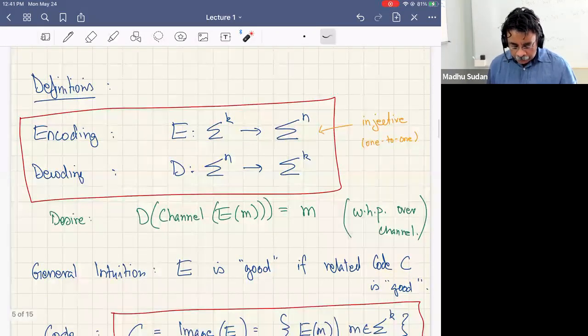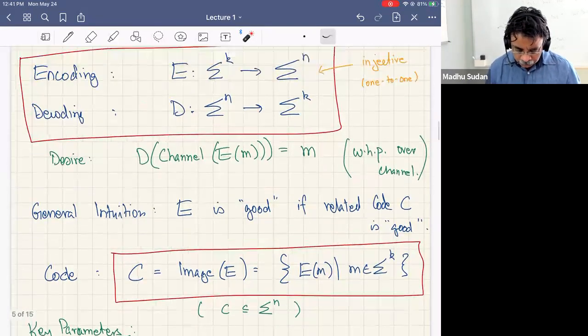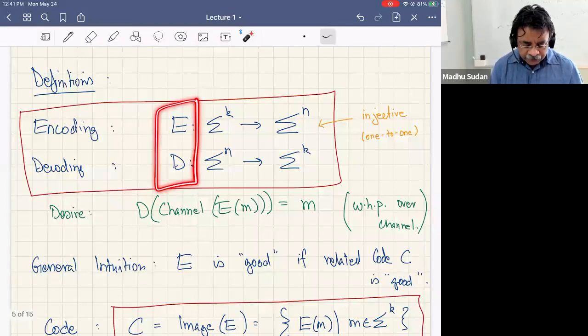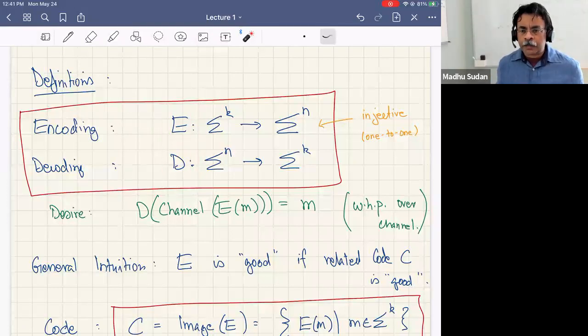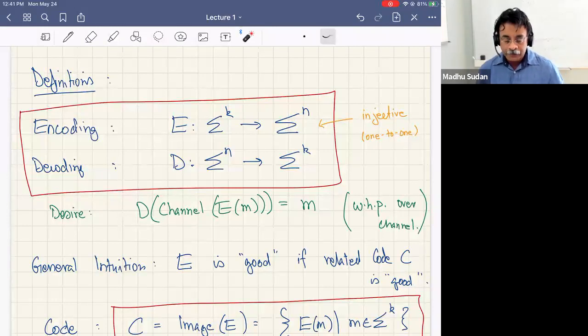Okay. And this is what we want to design. Really, the encoding and decoding are all that matter to us. Okay. Of course, we will want encoding and decoding to be efficiently computable functions. So you are given k letters over some alphabet, you should run in time polynomial in n, k, and the size of the alphabet.